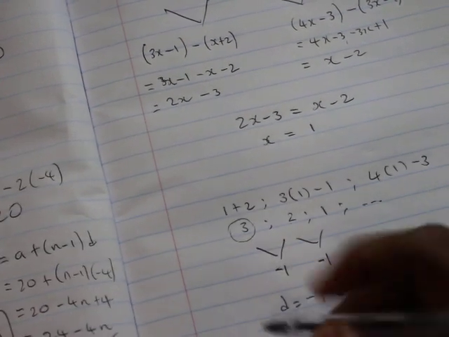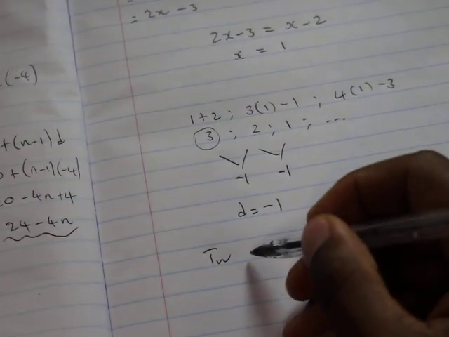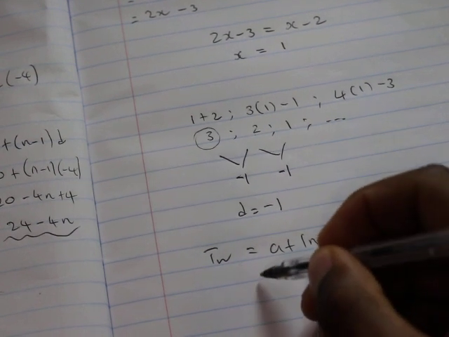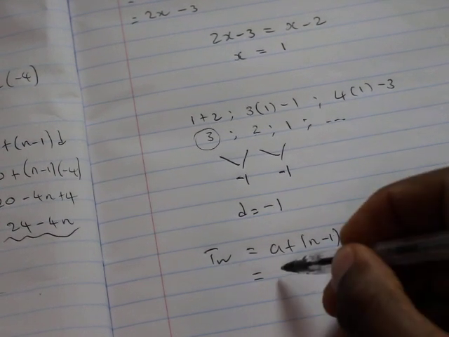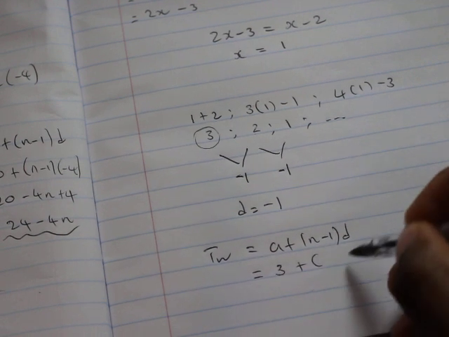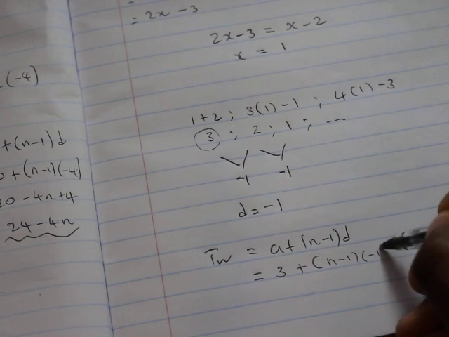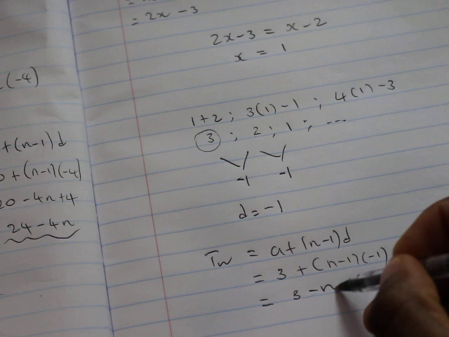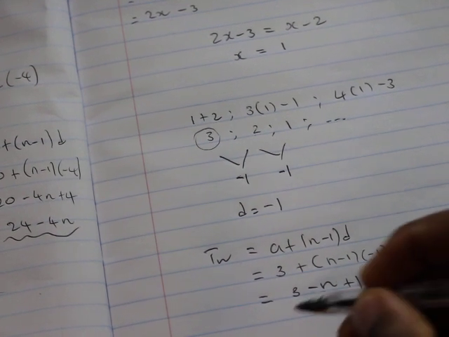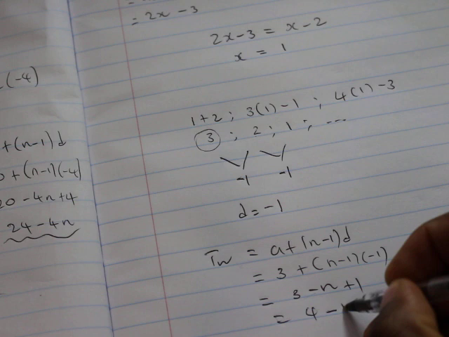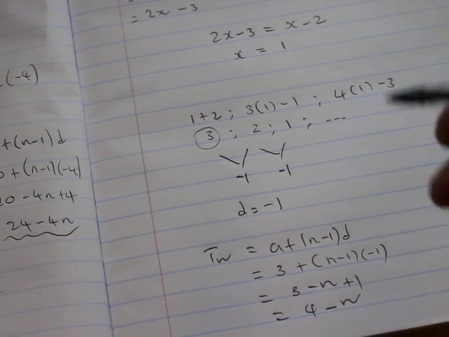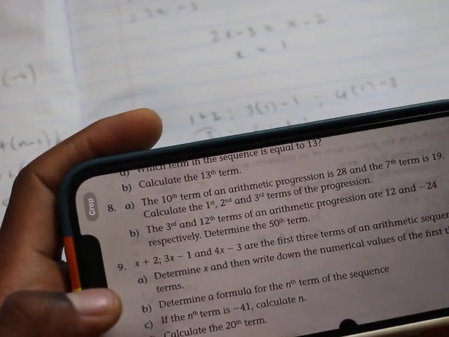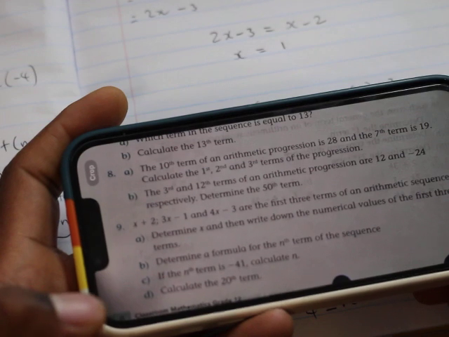So Tn is given by what? a plus n minus 1 d. Okay? Which means that we've got 3 plus n minus 1, the d is negative 1. So that's equal to what? 3 minus n plus 1. So that's 4 minus n. That's our general term. Beautiful, isn't it? So we've got the general term.